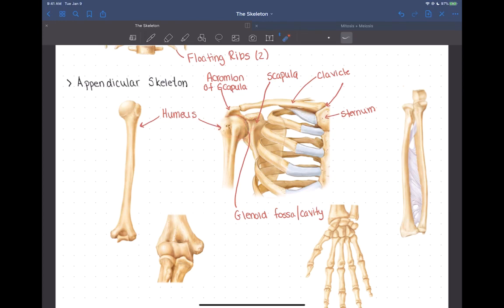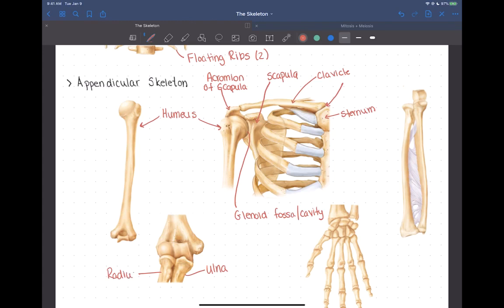Now let's look distally. If this is our humerus, we have our ball part here that fits into the scapula. So that's proximal. The distal end of our humerus here is going to articulate with the radius and the ulna. Here, this would be the ulna, and this would be the radius.